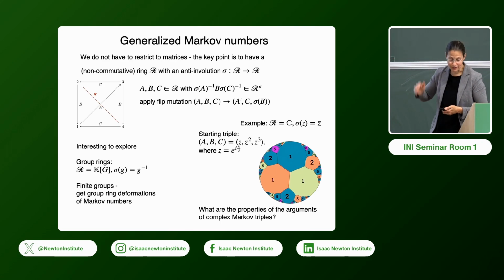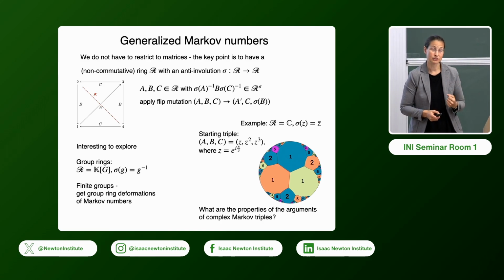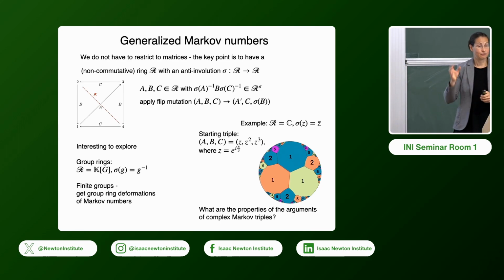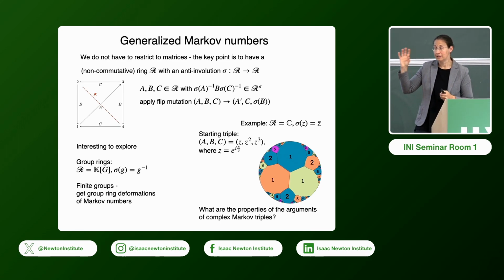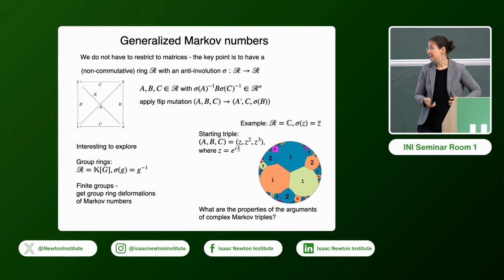Another thing I would like to advertise as something to explore is that you can also take group rings, with the involution given by g going to g inverse. For finite groups, you can make sense of positivity and some of the integrality properties you want. For infinite groups, it's, I think, even more interesting, but also more difficult.